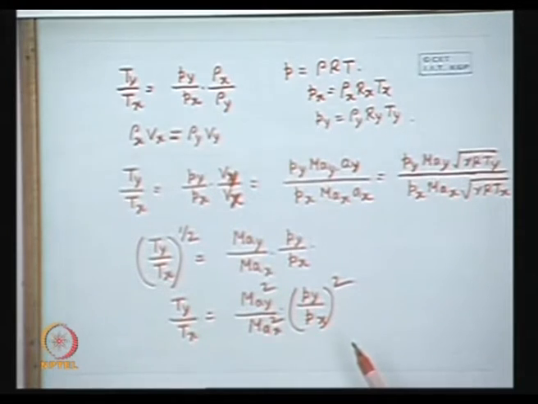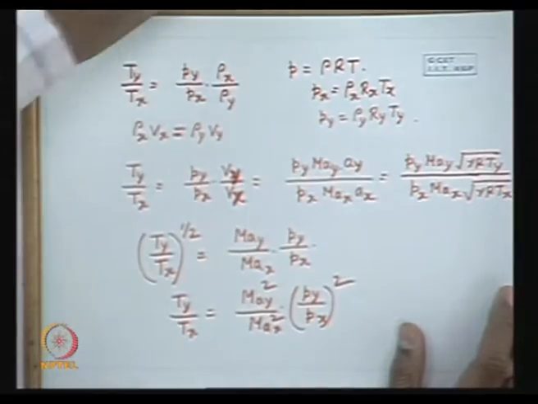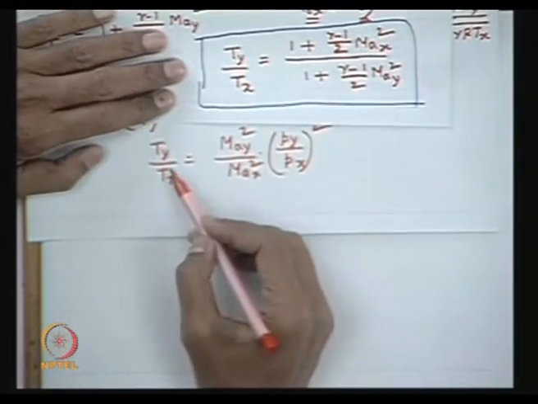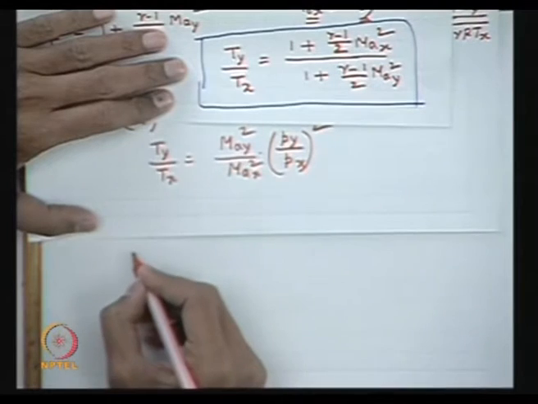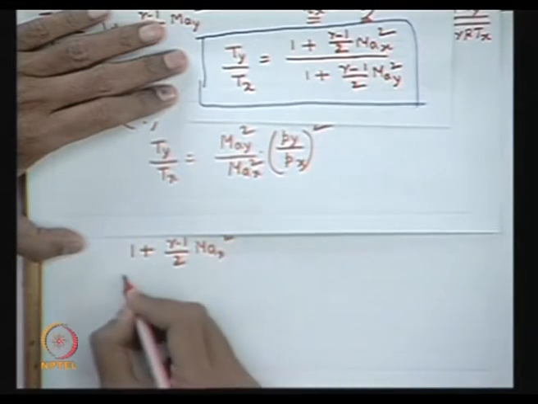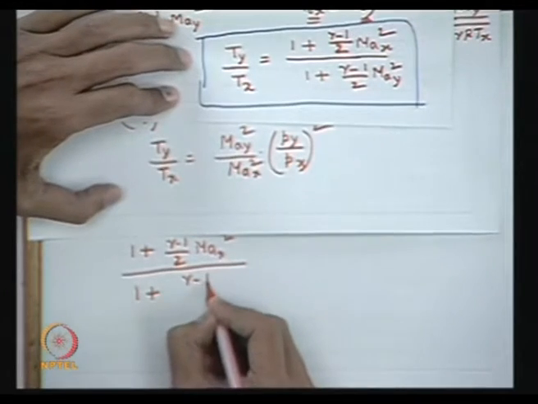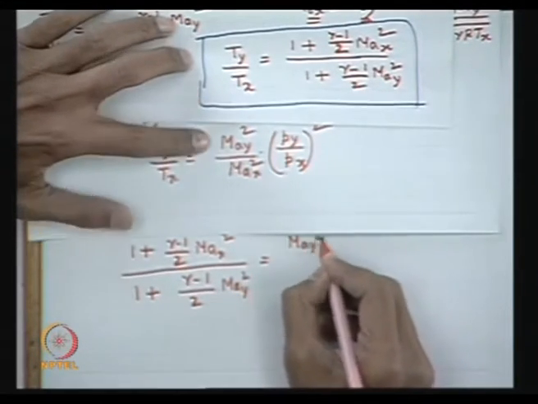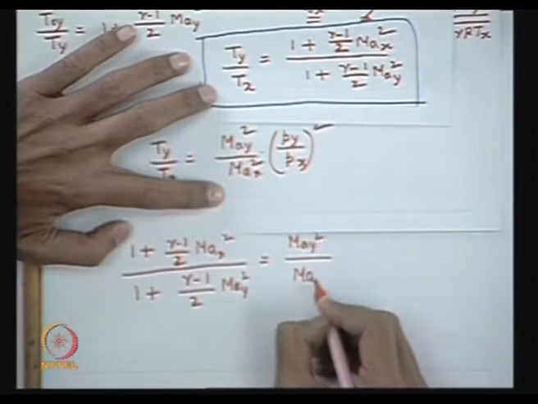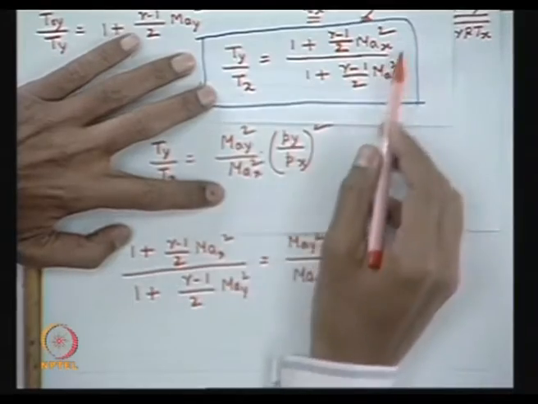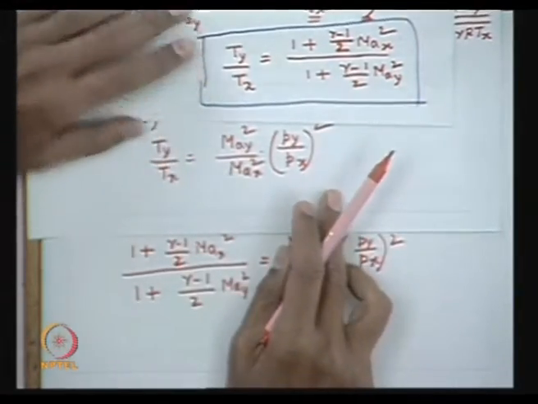This is clear? All right, Ty by Tx. Now, if I substitute this, what we will get? If I substitute this Ty by Tx here, then what I get? I get 1 plus gamma minus 1 by 2 Ma x square divided by 1 plus gamma minus 1 by 2 Ma y square is equal to Ma y square divided by Ma x square into Py by Px whole square. That means I am substituting Ty by Tx here, and this is Py by Px whole square.